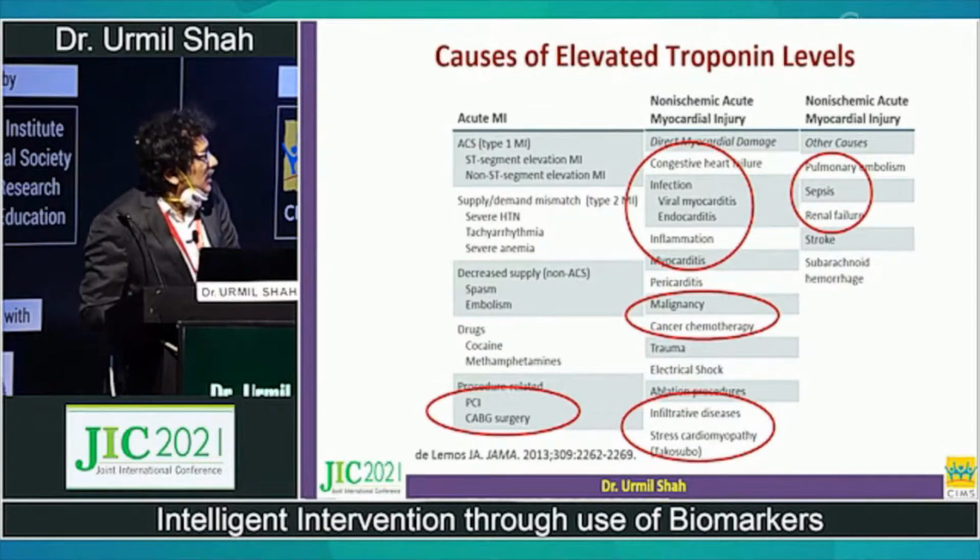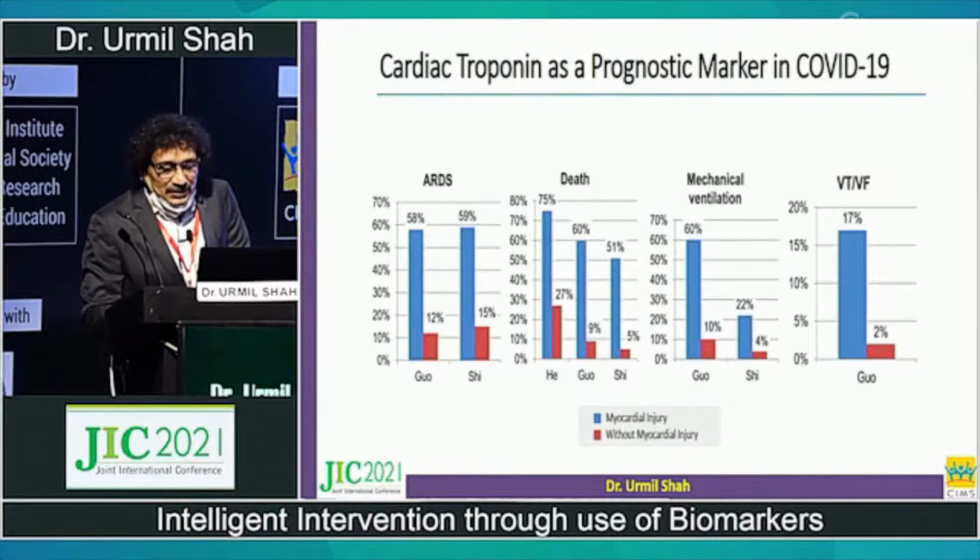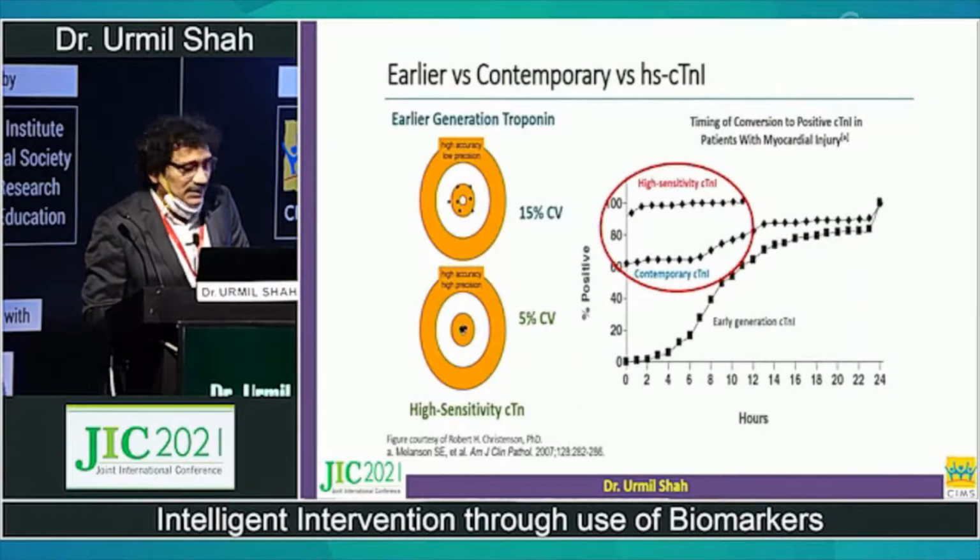These are the other causes of troponin elevation. We have to understand it may be post-PCI, post-CABG. Infection in the heart itself, malignancy, cancer, chemotherapy, infiltrative disease, or certain non-cardiac disease like pulmonary embolism, sepsis, renal failure also can cause elevation of troponin. We also have to understand that in the COVID era, troponin elevation can be because of the COVID itself, and we know that whenever it is elevated, it has a high prognosis.